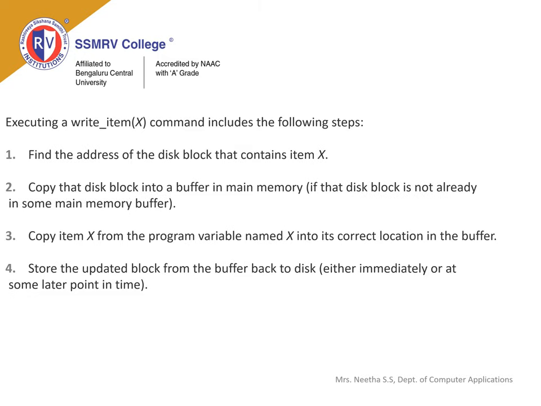Next, to execute the write command, what are the steps? When you want to write, we have to find the address of the disk block that contains the variable X. Once you know the address, copy that disk block into a buffer in main memory. Copy item X from the program variable named X into its correct location in the buffer. Store the updated block from the buffer back to disk. Either you can do it immediately or at some later point in time.